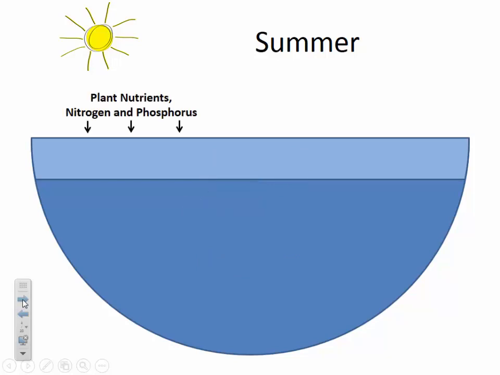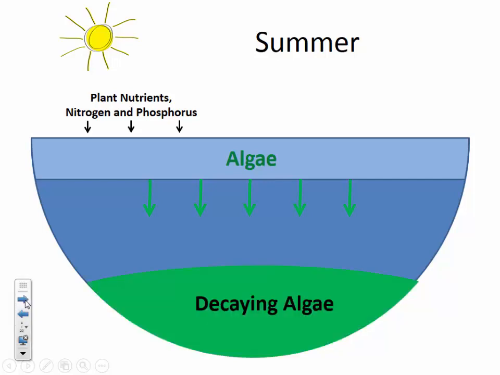After the thermocline forms, plant nutrients, nitrogen and phosphorus, enter the lake from runoff from the surrounding watershed. These plant nutrients cause algae to grow near the surface of the lake where sunlight is able to penetrate the water. Eventually, these algae die and sink to the bottom of the lake, and the sediments at the bottom of the lake contain a large amount of decaying algae.